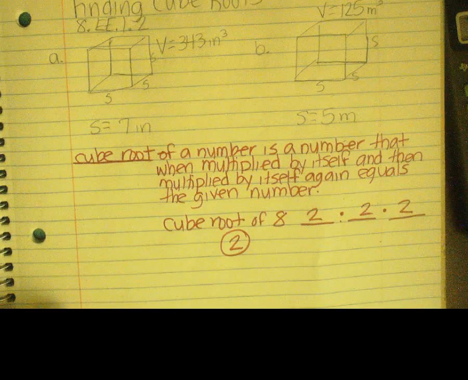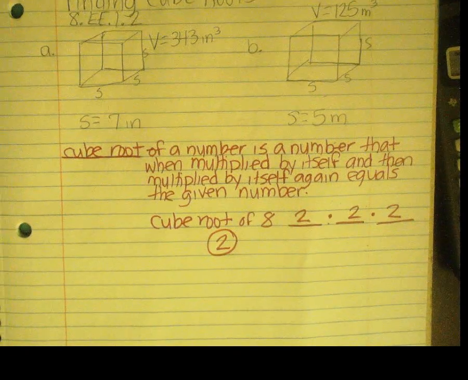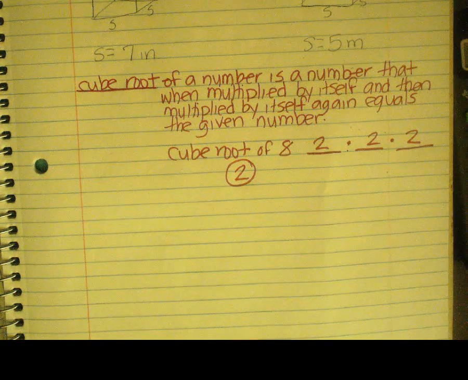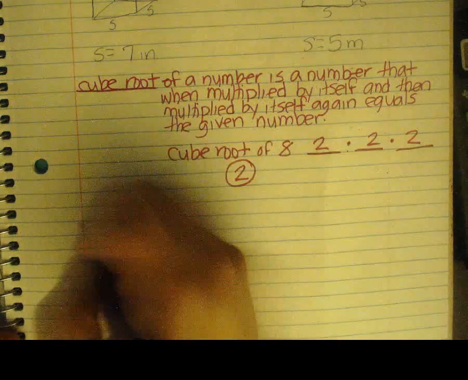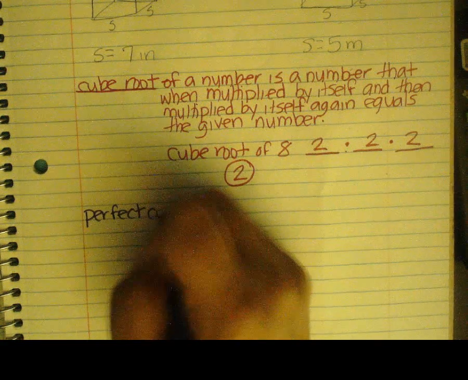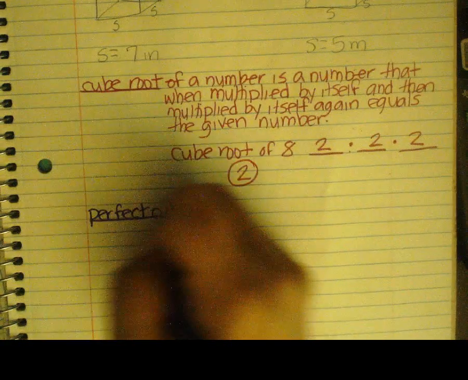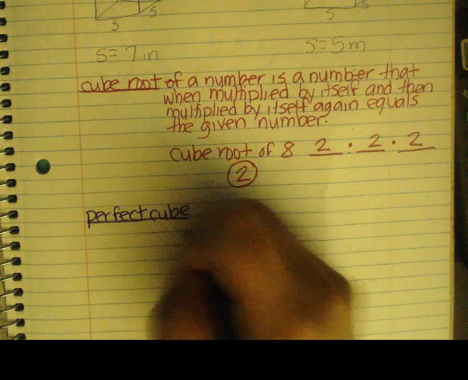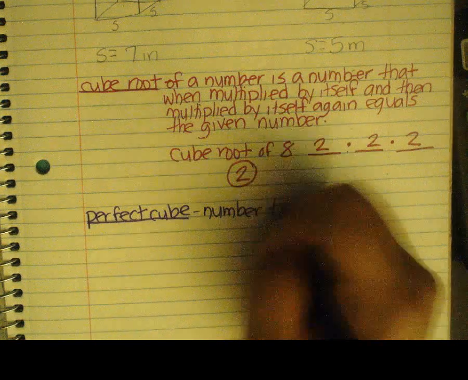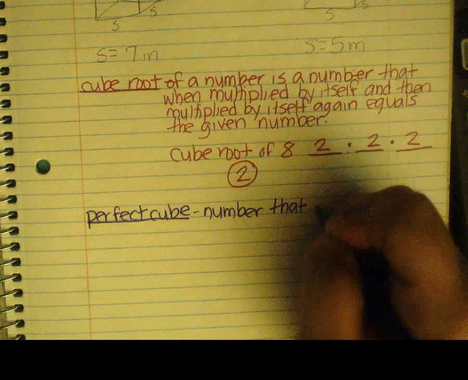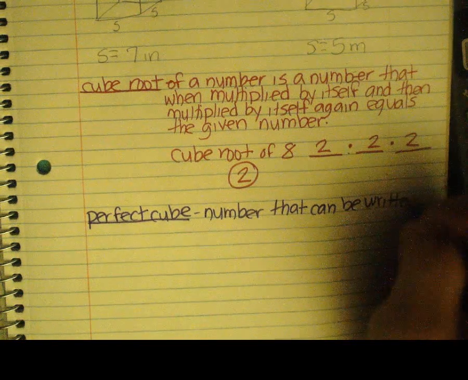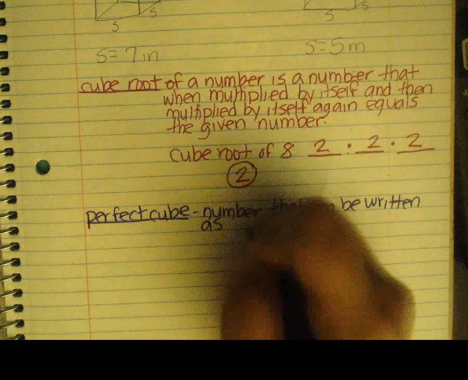Let's talk about a perfect square. What is a perfect square? Perfect cube. Sorry, guys. Perfect cube is what I meant to say. A perfect cube is a number that can be written as the cube of a number.